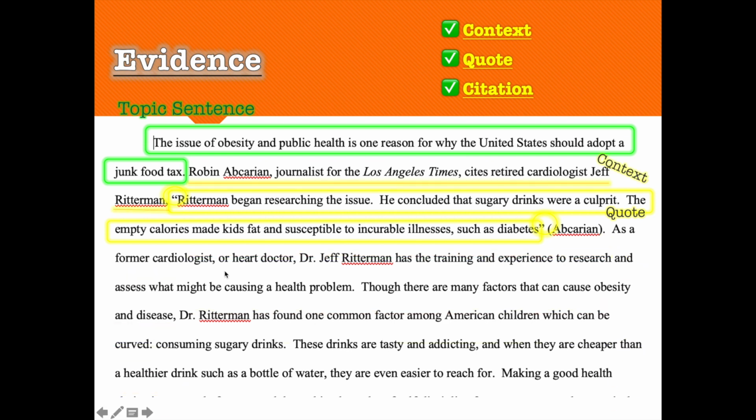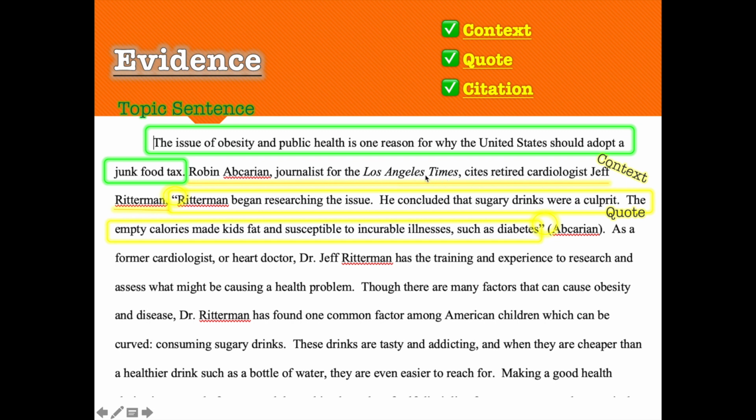In my context up here, Robin Abkarian, journalist for the Los Angeles Times, cites retired cardiologist Jeff Ritterman. I'm actually going to start backwards. Cardiologist is a heart doctor, and this guy, Jeff Ritterman, is the person this quote is about. So Jeff Ritterman doesn't say this quote is about him, but it's important to include the fact that the quote is about a retired cardiologist. It doesn't say that in the quote, so I need to make sure to say it in my context. And now the actual speaker of the quote, or the person who wrote this quote into the article, is this Robin Abkarian, who is a journalist for the Los Angeles Times.